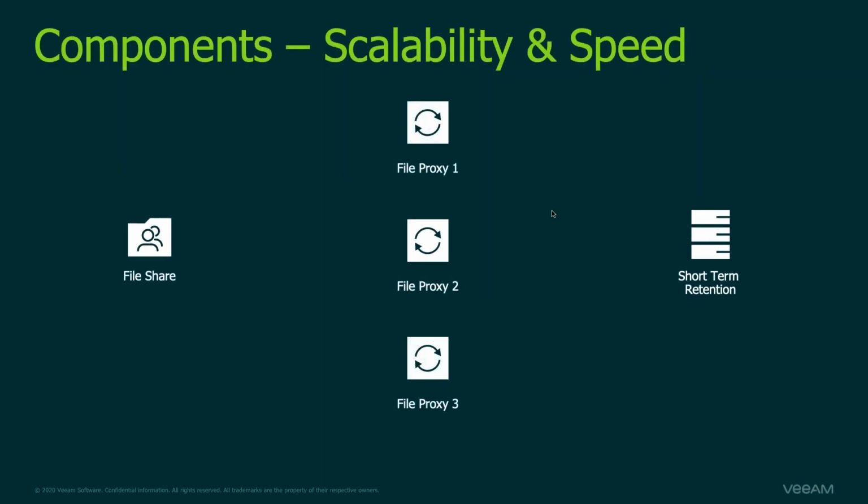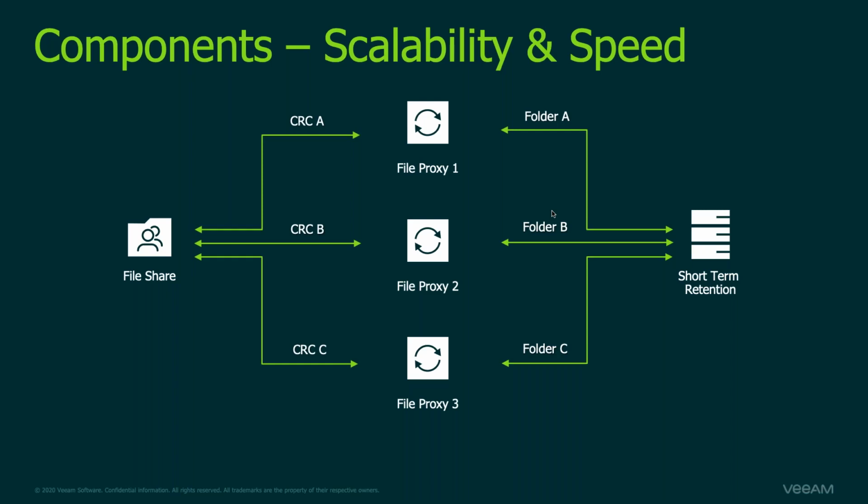So let's say that we have one file share. That short-term retention, we've got folder A, B, and C. The cache repository is going to instruct file proxy 1, 2, and 3 as to who's going to move what from A into our short-term retention. We're going to have a CRC check or a hash sum in that cache repository, and it knows that CRC A is going to go through file proxy 1, CRC B through 2, and so on and so forth until we get the job done. And again, that could be scaled out accordingly, but what that means is that we have multiple concurrent tasks going through the file proxies.